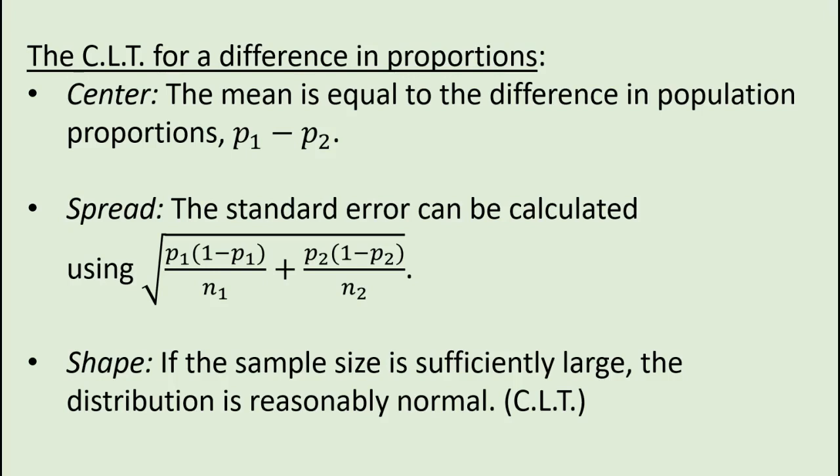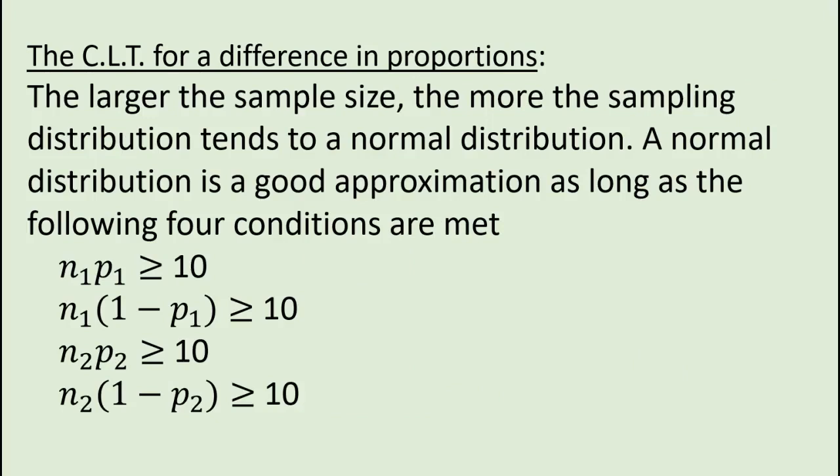Notice this formula looks very similar to the formula when we had a single proportion, but now that we have 2, we need information from each of them. Shape: if the populations are normal, or if the sample size is sufficiently large, the distribution is reasonably normal. The larger the sample size, the more the sampling distribution tends to a normal distribution. A normal distribution is a good approximation as long as these 4 conditions are met. This is the same as having an expected count of at least 10 in each category. Previously, for a single proportion, we needed counts of 15. Here, the methods work reasonably well with slightly smaller sample sizes.